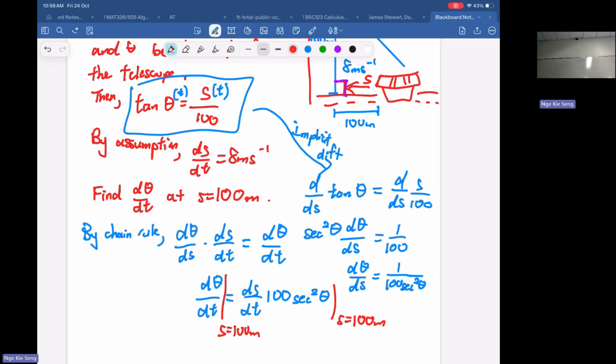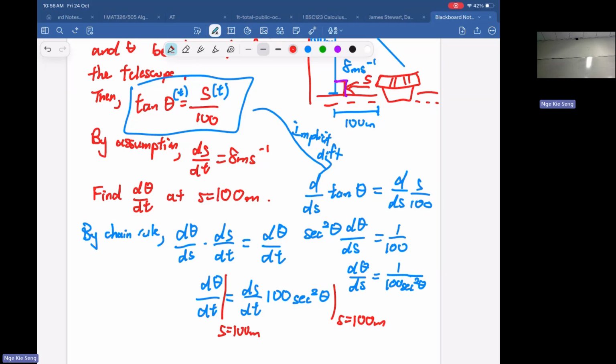Does anyone know how to continue here? You fix your x as 100 meters, and then you should be able to find your theta, right? Shift tangent 1. So you get your tangent, you get your theta. You know what is secant square theta, then you multiply by 100, then you multiply by the assumption dx/dt. Then you will get dθ/dt at this distance. You should think here, why does the question ask about x equal to 100? If you sub it into the tangent theta formula, shift tangent 1 is very easy to find.